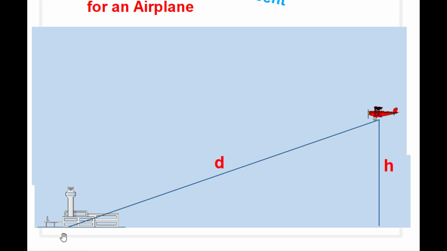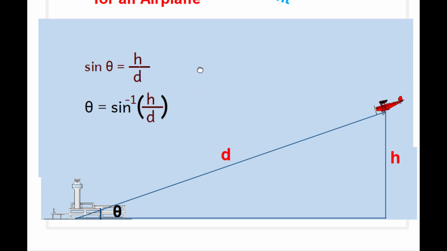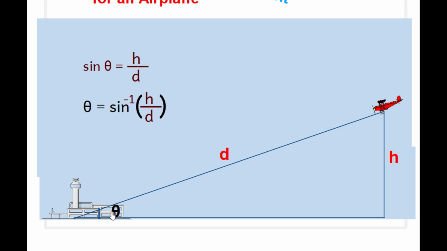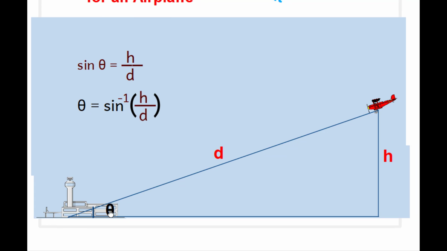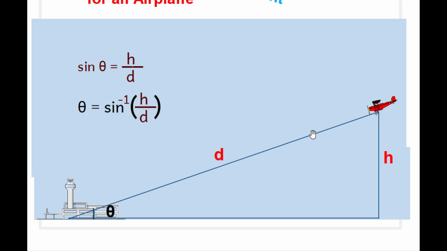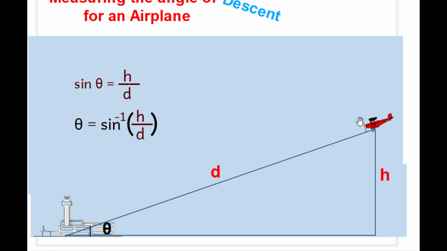And this air traffic control knows at what distance this aircraft is from it. So we know this d and we know this h. So how to calculate this? You can see this theta. This is the angle by which the aircraft has to land. This is the angle of descent. So this theta is equal to this. We have d, we know h.